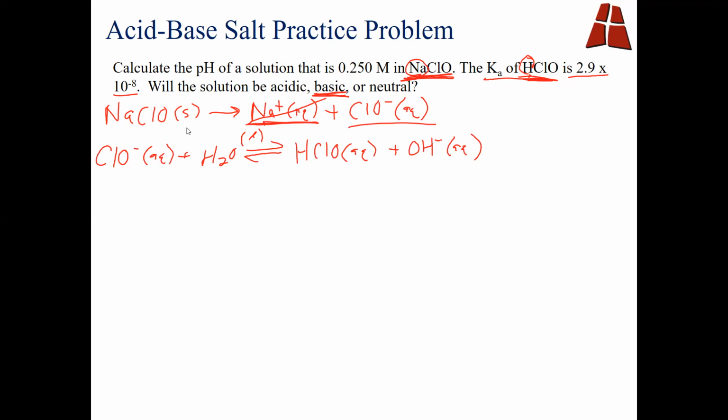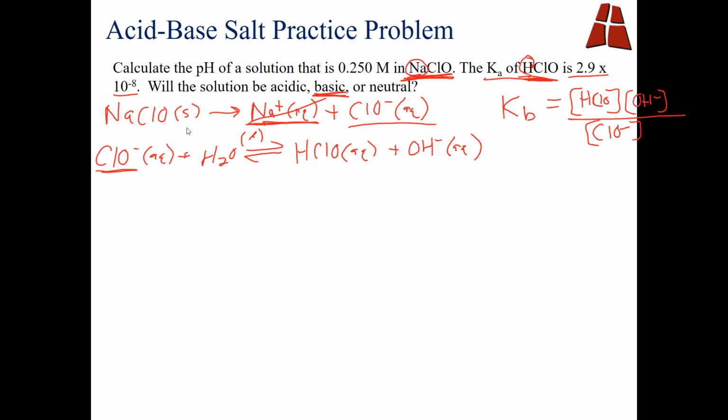So then we can write our K expression, and that should remain products over reactants. So products are HClO, hydroxide, and ClO- on the bottom. The question for you is, are we going to use Ka or Kb? We're given a Ka value, but hopefully you recognize, again, ClO- is going to act as a base. So we're going to need to find the Kb value, okay?